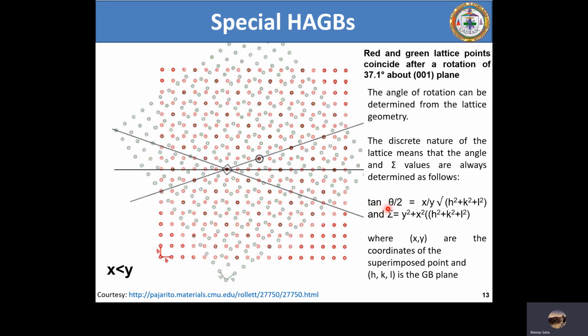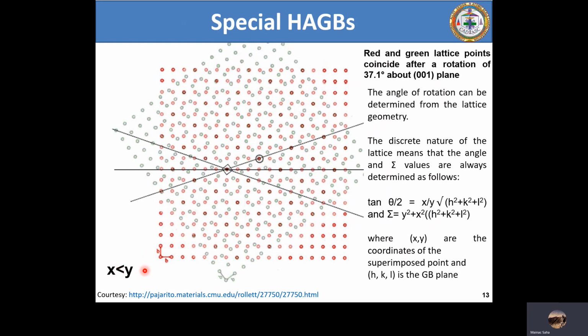Tan of theta by 2 is equal to x by y into the square root of h square plus k square plus l square. Sigma is nothing but y square plus x square into h square plus k square plus l square. Here x and y are the coordinates of the superimposed point. So this is the superimposed point, and we always have to know this x and y coordinate.